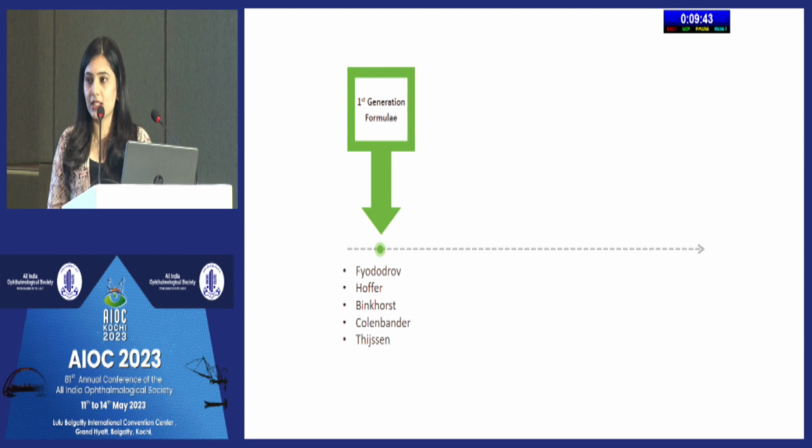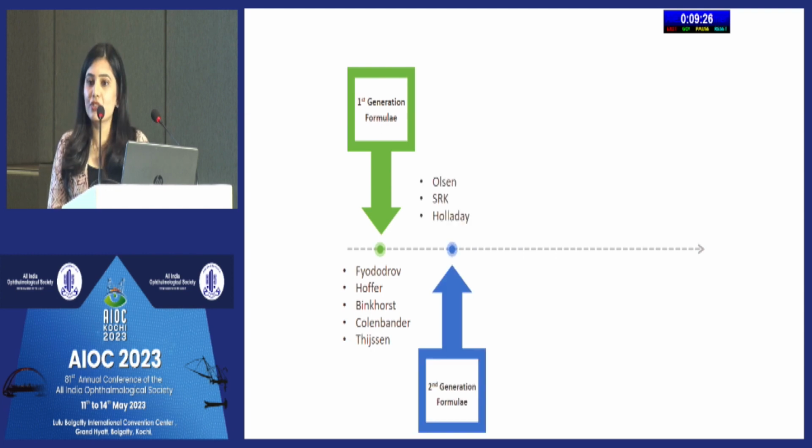Coming to calculation formulas generation wise. The first generation formulas were by Dr. Fyodorov, and they were based on the theoretical model of the eye. It was based on a schematic model of the eye, and they were not very accurate to predict the post-op outcome. The second generation formulas were based on regression analysis, where the analysis was done based on the post-operative outcomes which were deduced.